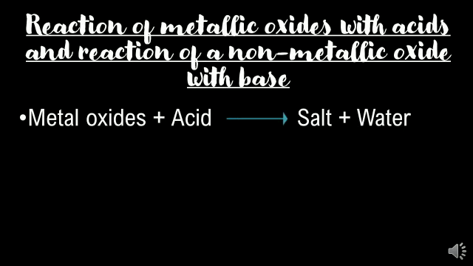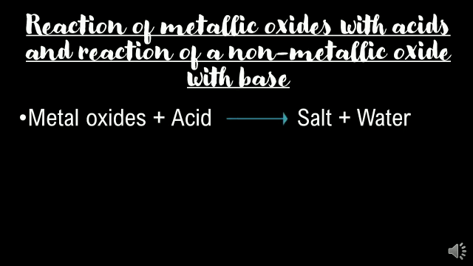Next is reaction of metallic oxides with acids and also reaction of non-metallic oxides with bases. So coming to reaction of metallic oxides with acids, for this we have a small activity. So we need to take a small amount of copper oxide in a beaker and we should add dilute hydrochloric acid slowly while stirring. And we know what is the nature of metal oxides. So that is basic in nature, right? And we need to note down the color of the solution, what has happened to the copper oxide.